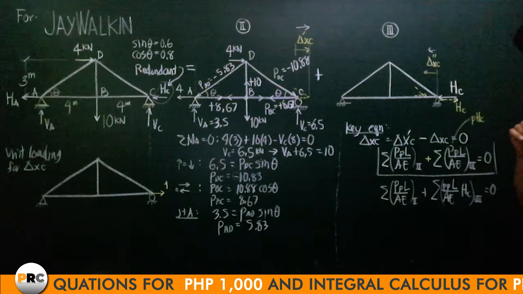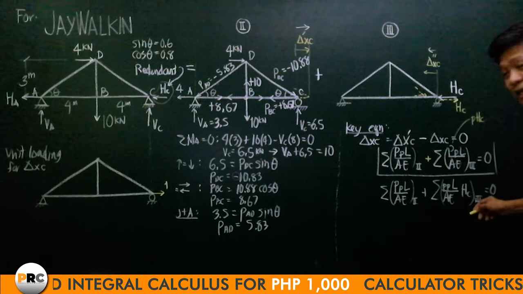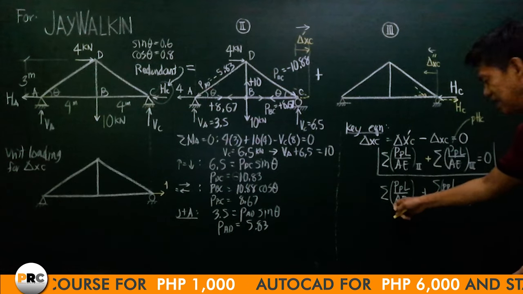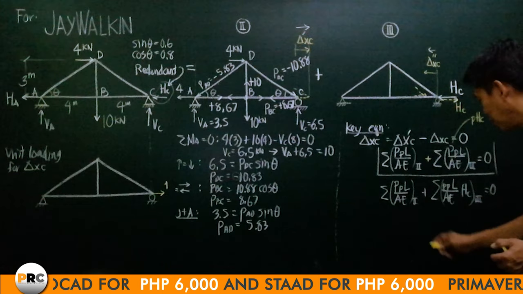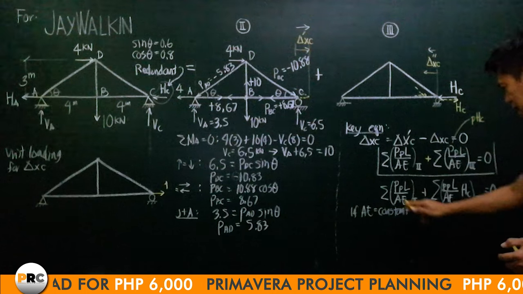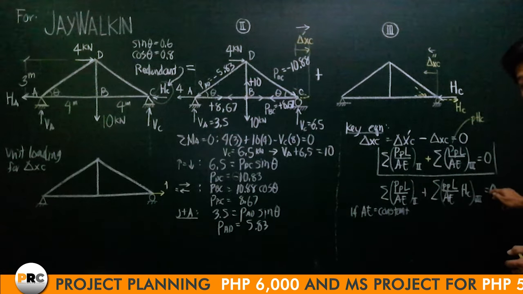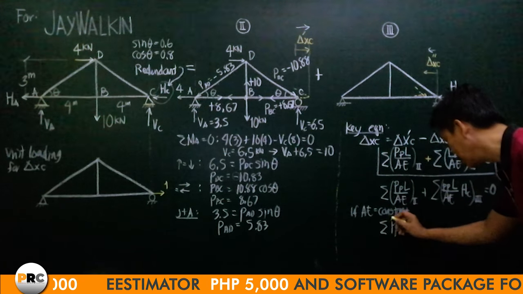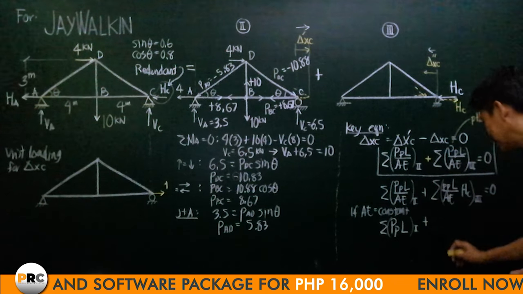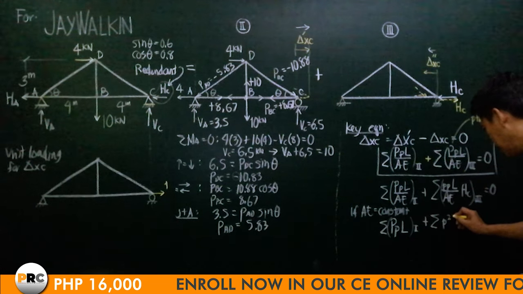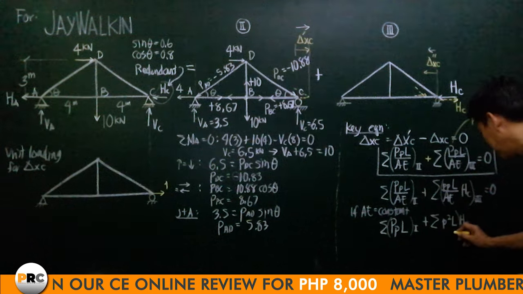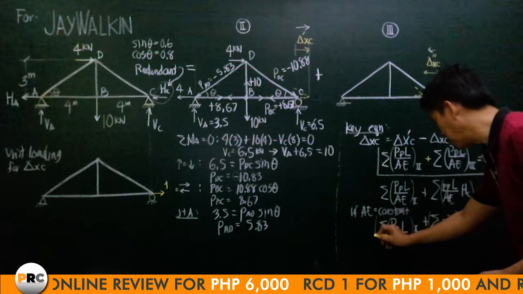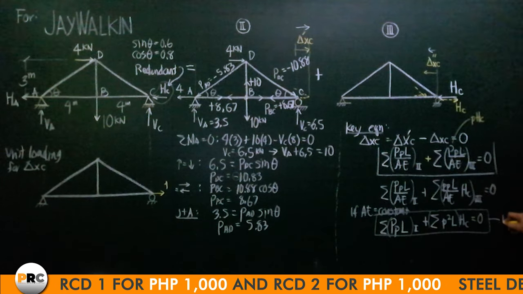If AE is constant, multiply everything by AE. In this problem AE is not given, so I just presume AE is constant. If it is not constant, then by all means, use the AE for each member. So if AE is constant, multiply everything by AE, this cancels out, 0 times AE is 0. The equation reduces to the summation of P small p L of truss 2 plus the summation of small p squared L multiplied by HC. HC can be factored out, and this is equal to 0. This will be our guide equation. Let me call this equation 1.